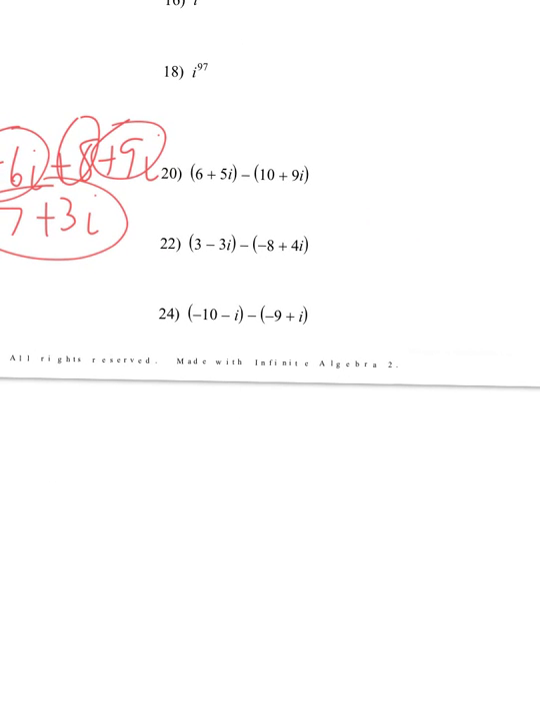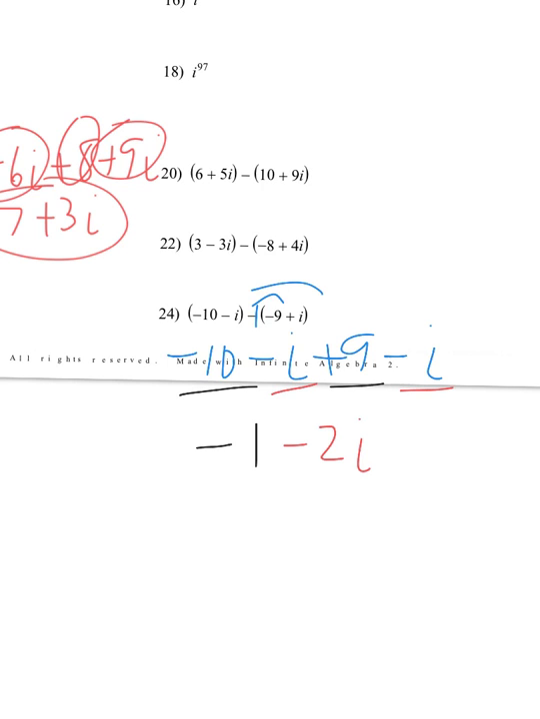Let's look at number 24. So 24, now I'm subtracting. So if you distribute this negative sign, on the first part we can just kind of drop off parentheses, so it's negative 10 minus i. And then we distribute the negative 1 here, so it's going to be plus 9 minus i. So now I'm going to combine my negative 10 plus 9, which is negative 1. I'm going to combine my negative i and negative i together, which is negative 2i. So it's negative 1 minus 2i.